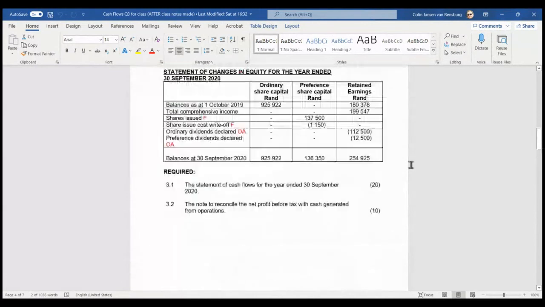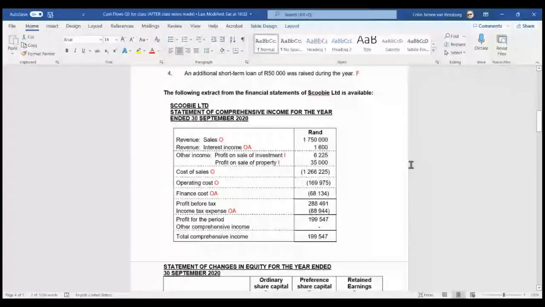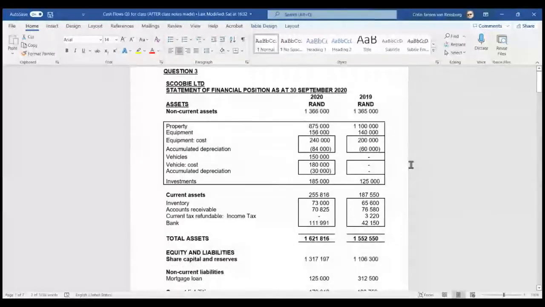Let's go to our last category of property, plant, and equipment. We know there's still another category of non-current assets, but let's just complete the property, plant, and equipment. So the other category that we have is the vehicles. We can see there that the vehicle balance at the beginning of the year with regards to cost as well as accumulated depreciation was 0. At the end of the year, we've got a cost balance of 180,000 and accumulated depreciation of 30,000.